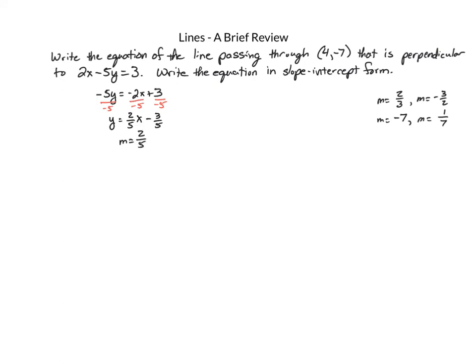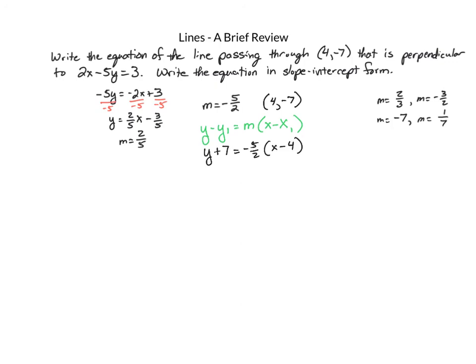So the line that we want would have a slope of -5/2 because I took the opposite reciprocal. So we have -5/2 for the slope. We have the point that is 4, -7. And now it's like the previous two problems that we've done. We're going to use point-slope form. That's y minus y1 equals m times x minus x1. We pop in our slope and our point. So we have y minus -7 equals -5/2 times x minus 4.